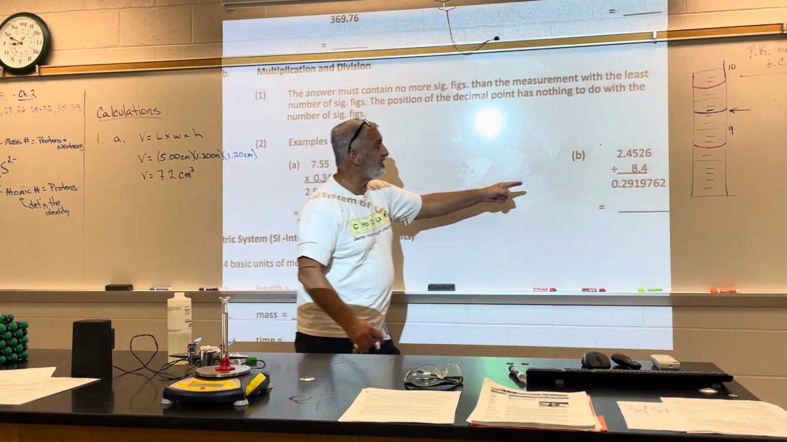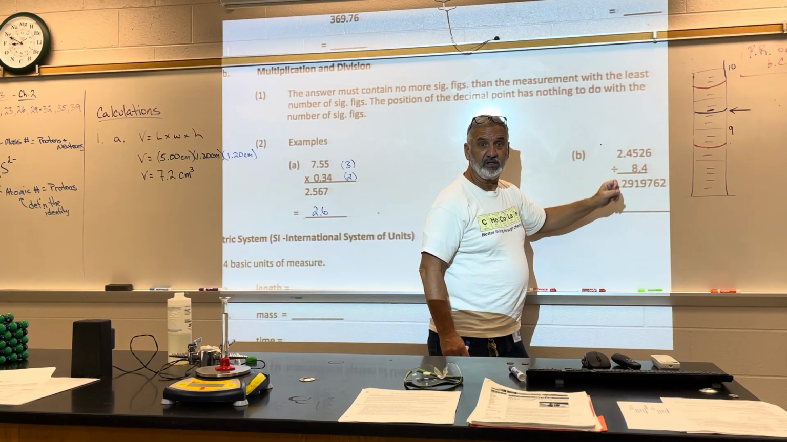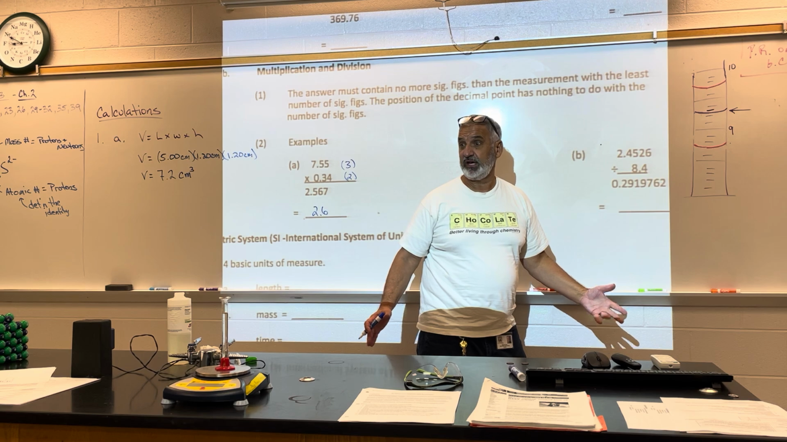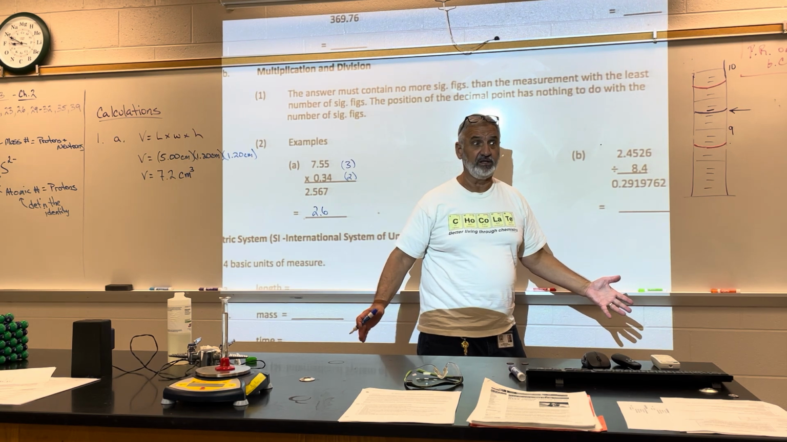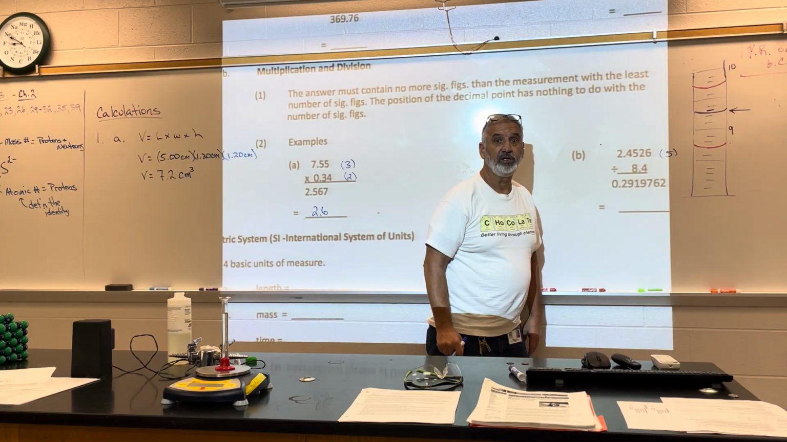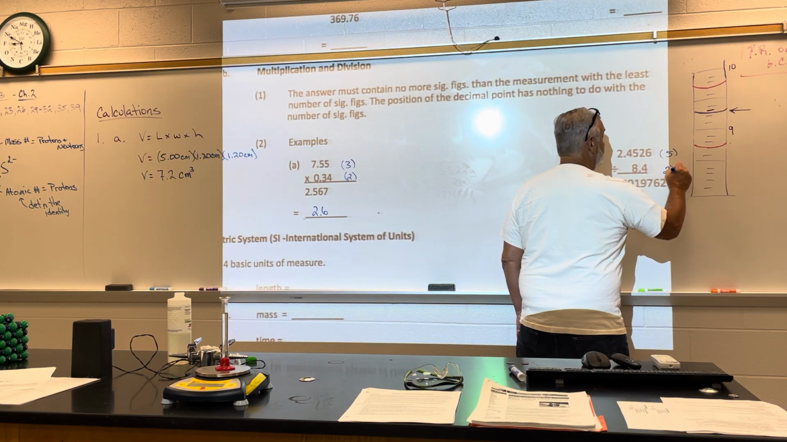So if I come over here to this one, how many sig figs are in 2.4526? 5, all of them, because only zeros are placeholders. If they're non-zero, they're automatically significant. So this is a 5. How many in 8.4? 8.4 is how many sig figs? 2. Again, it doesn't matter where the decimal point is.